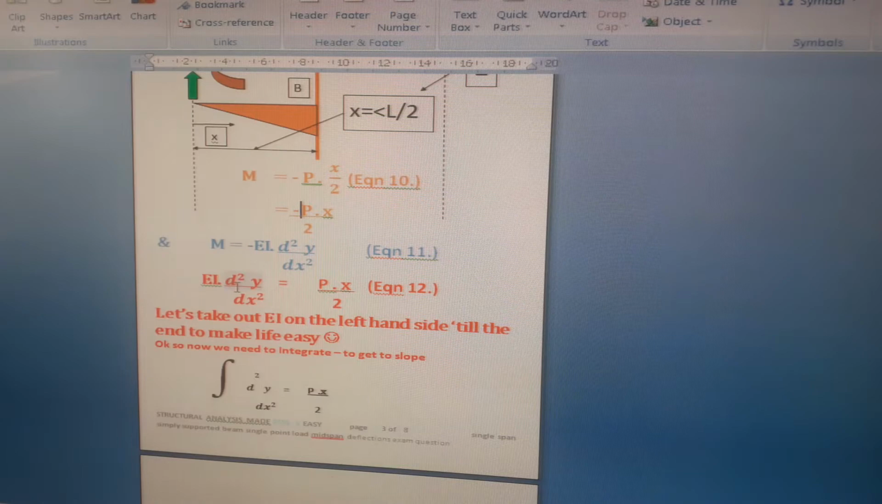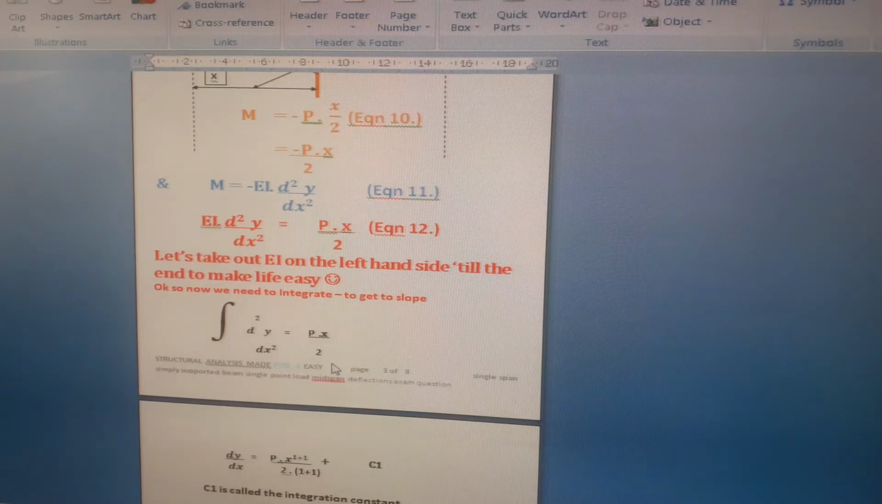So EI d2y over dx squared equals Px over 2. Let's take our EI on the left hand side until the end to make life a bit easier. So now we need to integrate. The first step: this equation d2y over dx2 is equal to M. So to get the slope, we need to integrate the equation so we can get dy over dx, which equals the slope.